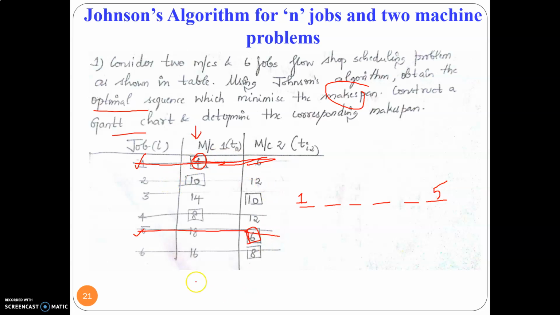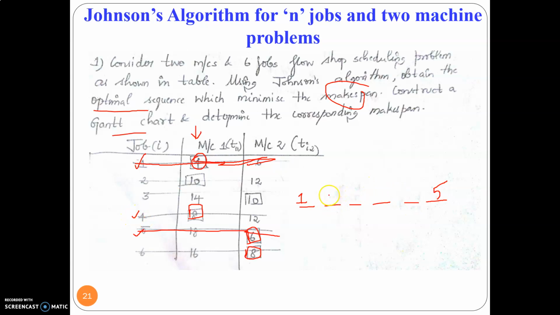Now check for the next minimum processing time. The next minimum processing time is 8. There are 2 8s. You can choose any one randomly. So I'm going with job 4. You can break the tie randomly. You can either choose 4 or 6. Let me choose 4. So now I need to allocate this job 4 to the sequence.